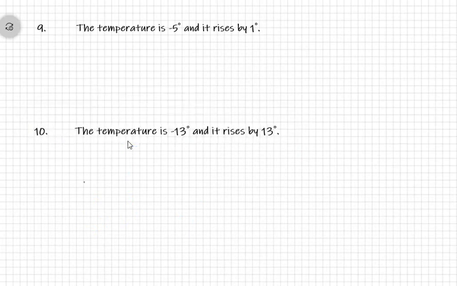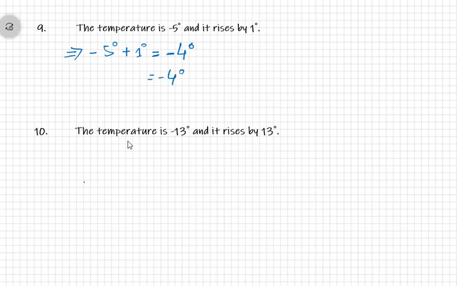So here question number 9 is, the temperature is minus 5 degrees. So I am writing here, you can write the imply sign or the equal to sign, no problem, minus 5 degrees, and it rises by 1 degree, so plus 1 degree. When it rises, it's increasing, so plus. Now 5 is greater and it's a minus sign, so we will put minus. What is the difference? 4, so 4 degrees.